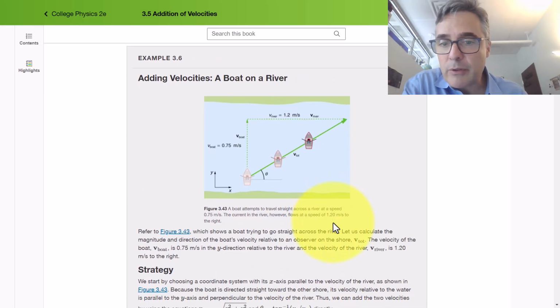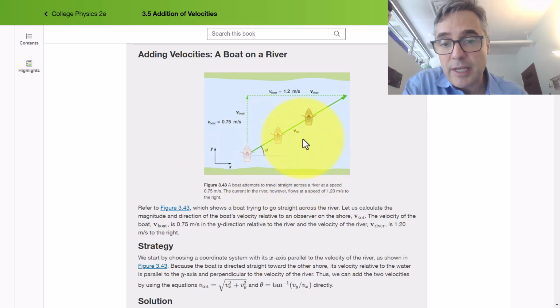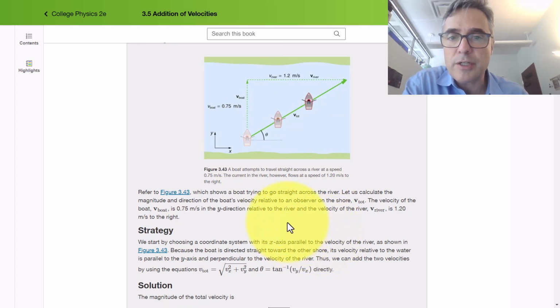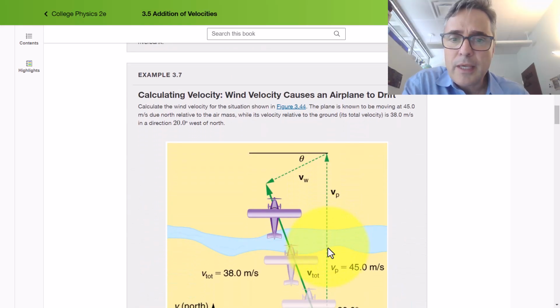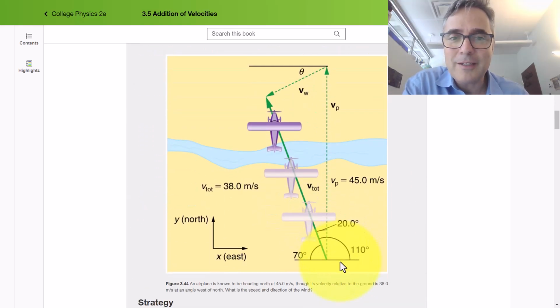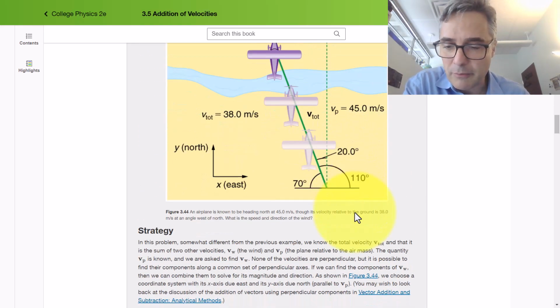This boat in the river, they give you an actual problem, and I would suggest when you set it up, try using my little trick with the notation. I think it probably will help you solve this one. And same with the wind. They say it's the velocity of the air relative to the ground.